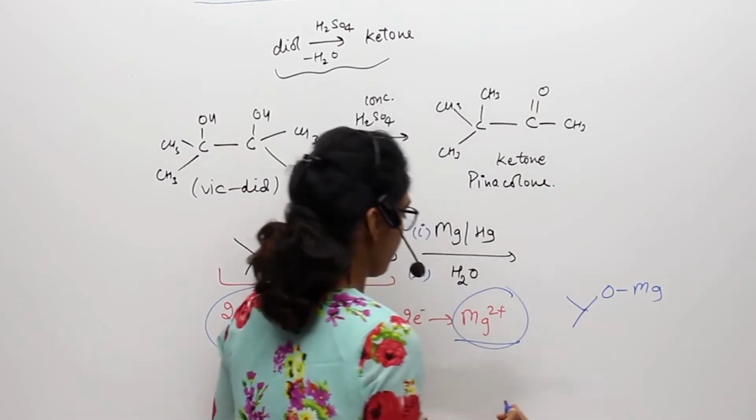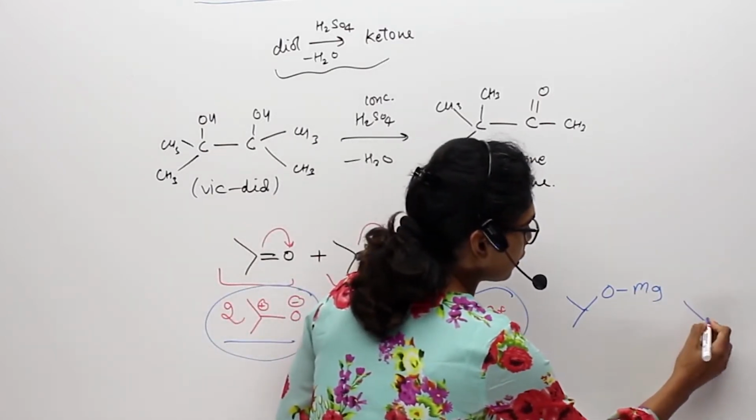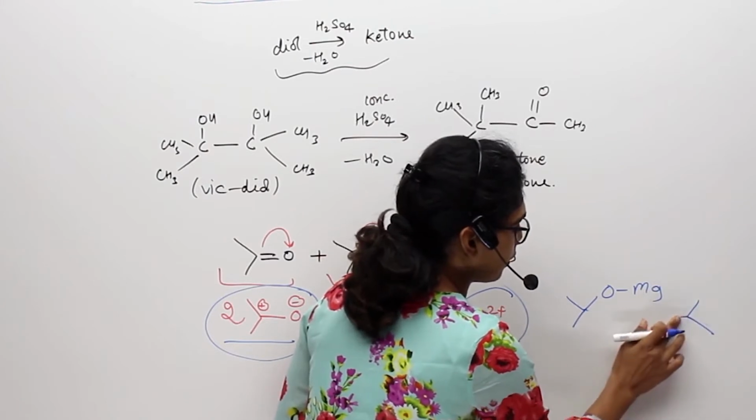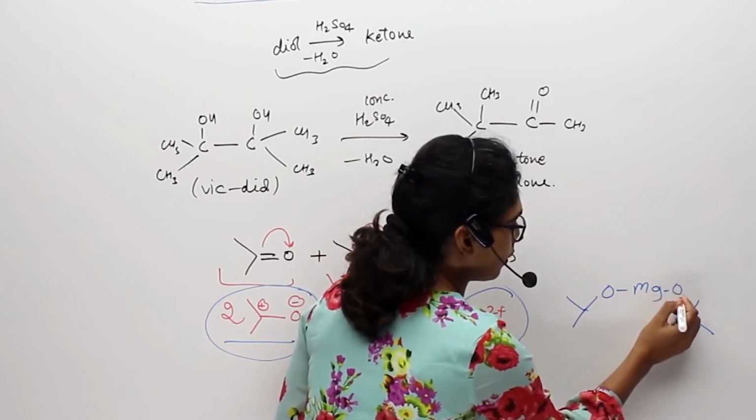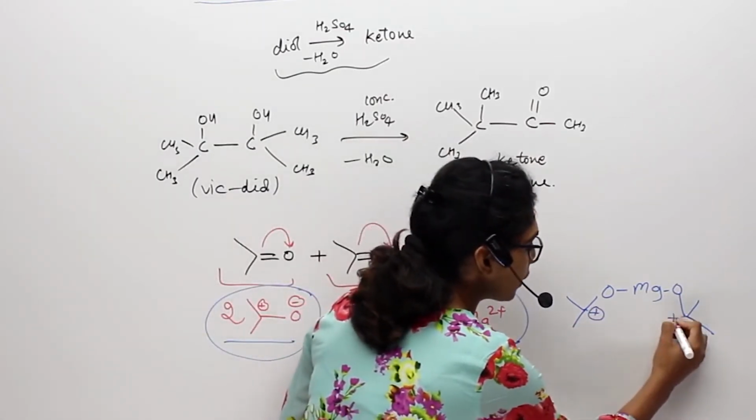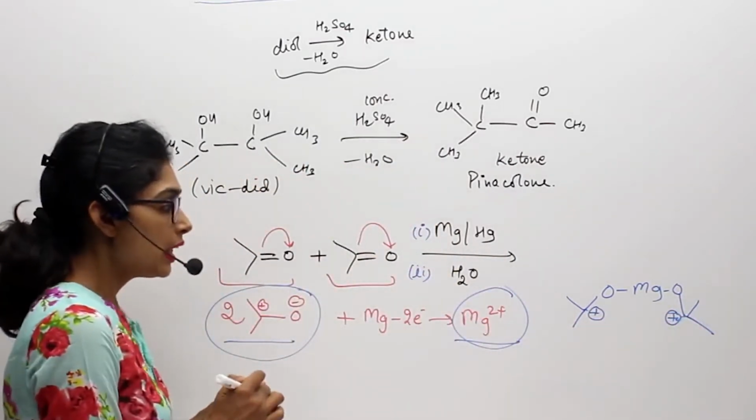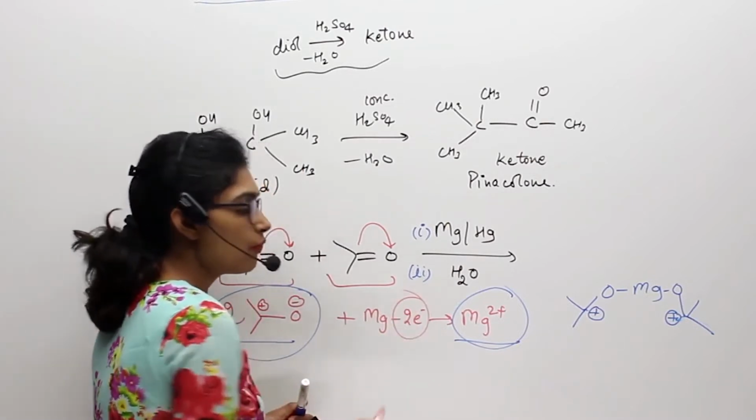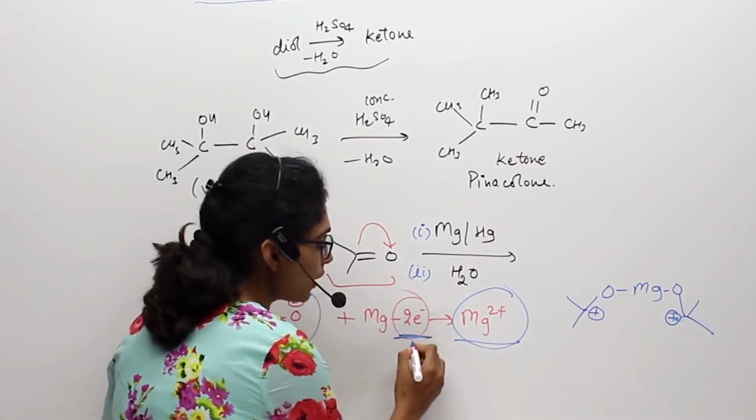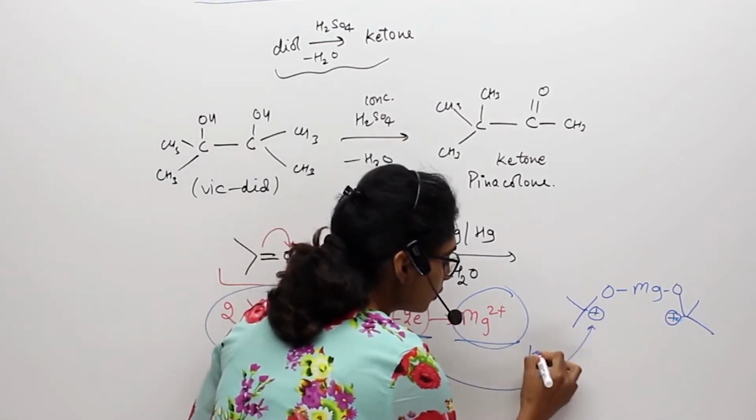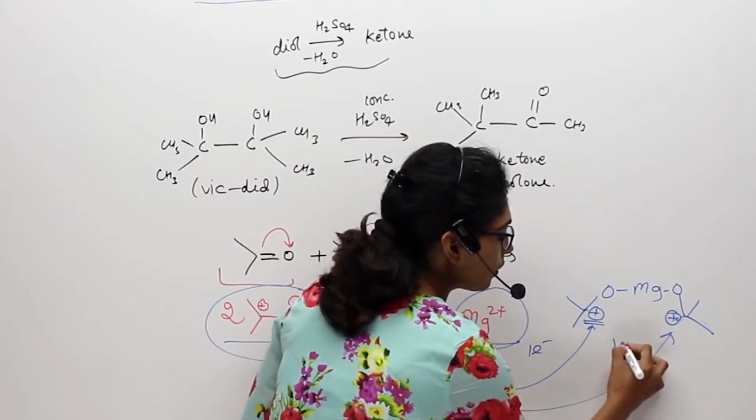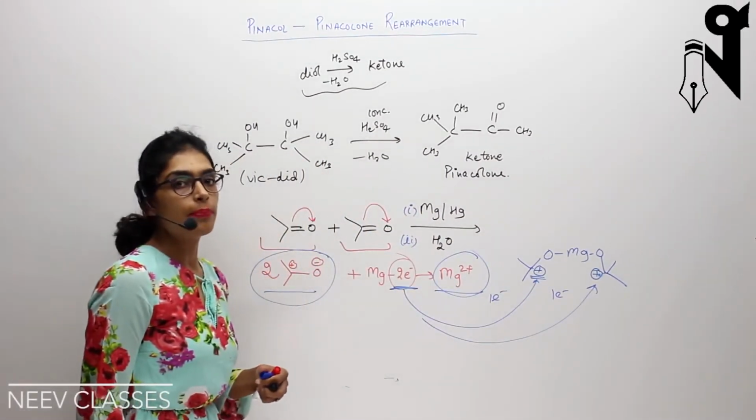So basically this and this both will react together in such a way that OMg forms, and the carbocation will stay over here. Now of the 2 electrons which have been released by magnesium, 1 electron will go to this carbon and another electron will go to this carbon, forming a radical.